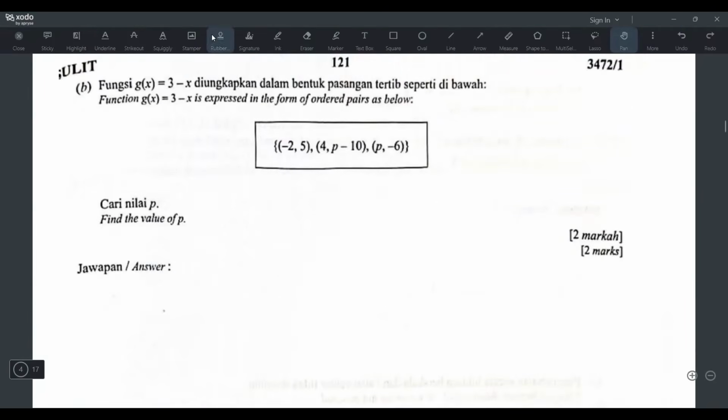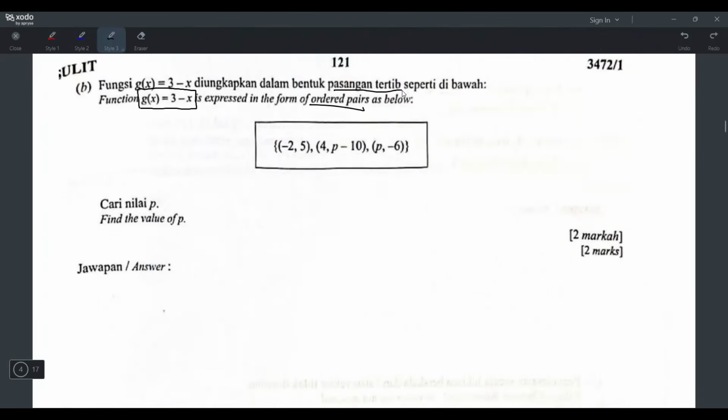Okay, let's move on. Soalan B. Function g(x) equals 3 minus x. Okay, they give us the function notation here. g(x) is expressed in the form of ordered pairs as below. Alright, so they give us the ordered pairs here. Okay, ordered pairs, pasangan tertib. What is that? It means they write the object and image in a coordinate form. That's what we call ordered pairs, right?